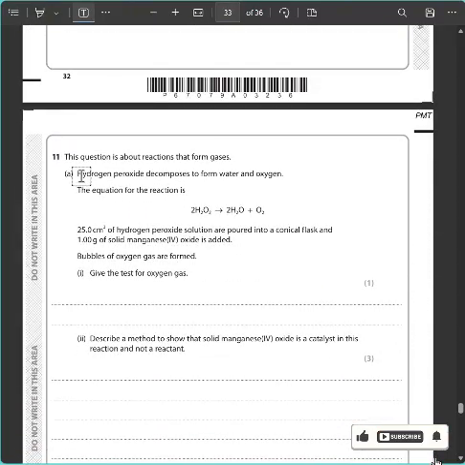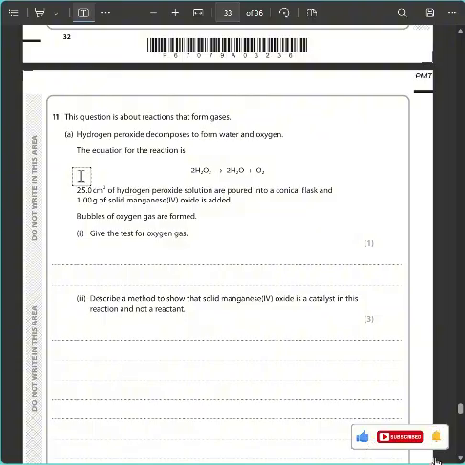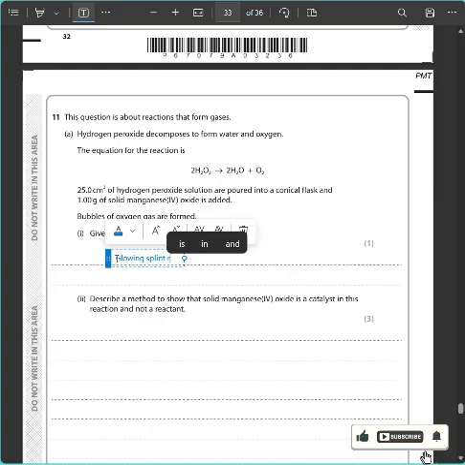And I think the last question, 11th question, is about reactions that form gases. Hydrogen peroxide decomposes to form water and oxygen. The equation for the reaction is like that. 25 cm³ of hydrogen peroxide solution are poured into a conical flask, and 1 gram of solid manganese(IV) oxide is added. Bubbles of oxygen gas are formed. Give the test for oxygen gas. It will be a glowing splint relights.